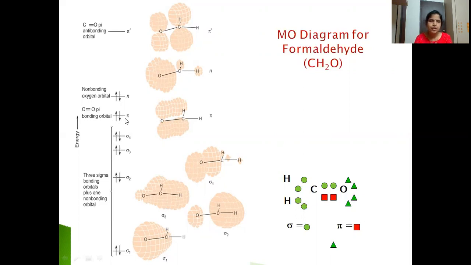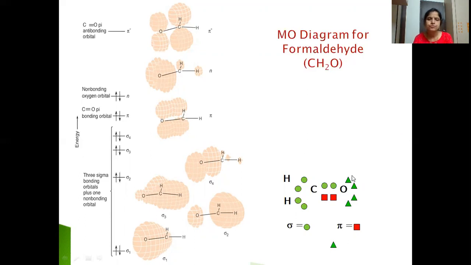So when we have a pi bond, we will have pi as well as pi star. Pi will be bonding, pi star is anti-bonding. And you can see pi, this is the pi bond where 2 electrons are there, so fill 2 electrons in that. And we also have non-bonding orbitals. Non-bonding electrons are present because it is oxygen here.